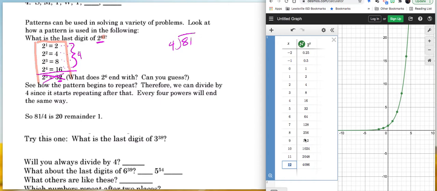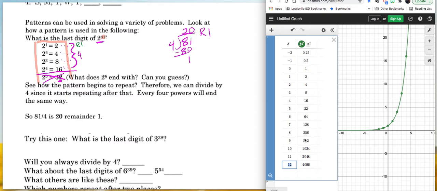So looking at 4 dividing into 80, well, 20 would be the closest. When we divide 81 by 4, we get 20. 20 times 4 is 80. Subtracting 80 leaves a remainder of 1. So that remainder of 1 is what you want to think about. If you have a remainder of 1, you are going to be in row 1 of the pattern.